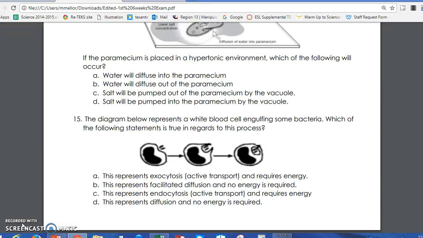Lastly, number 15. The diagram below represents a white blood cell engulfing some bacteria. Which of the following statements is true in regards to this process? A. This represents exocytosis, active transport and requires energy. B. This represents facilitated diffusion and no energy is required. C. This represents endocytosis, active transport and requires energy. Or D. This represents diffusion and no energy is required.